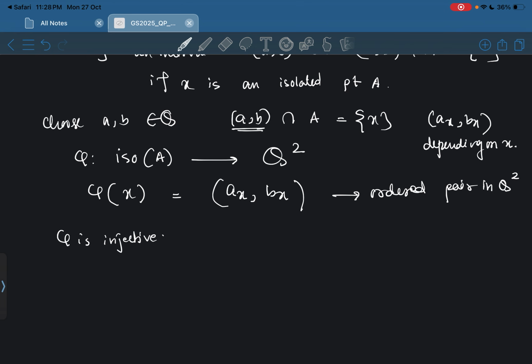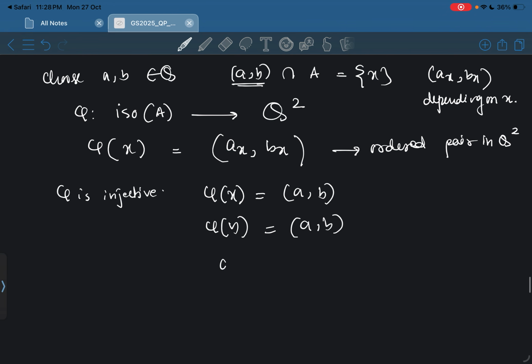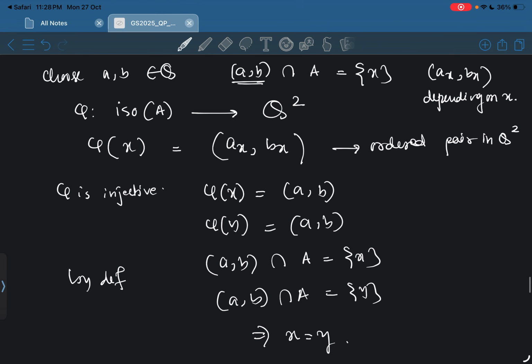Okay? Phi is injective. Why injective? Because if two things, say (a, b), if phi of x equals (a, b) and phi of y is also equal to (a, b), that means what? (a, b) intersection A is the singleton {x}, and (a, b) intersection A is the singleton {y} by definition, right? And then it will automatically imply x equals y. So this is an injective map.